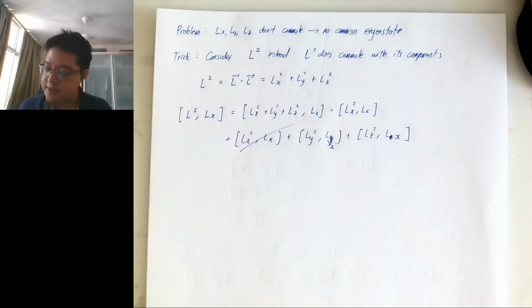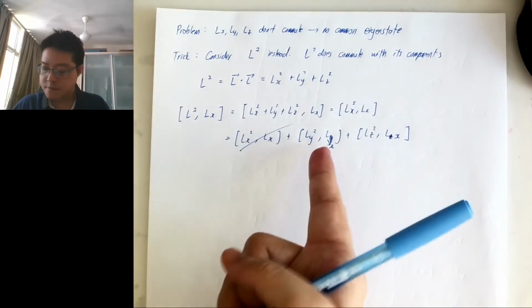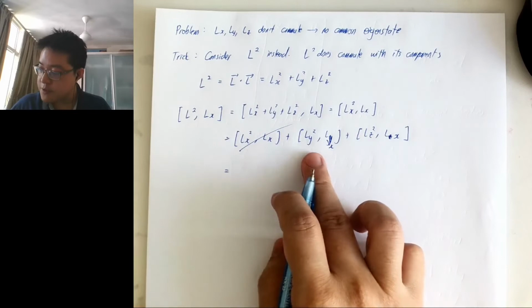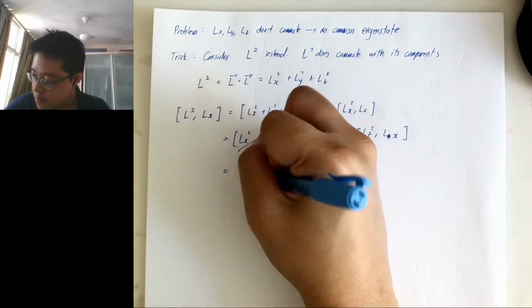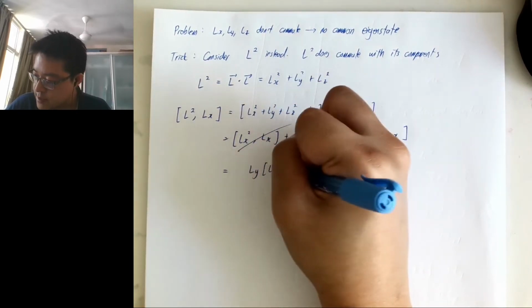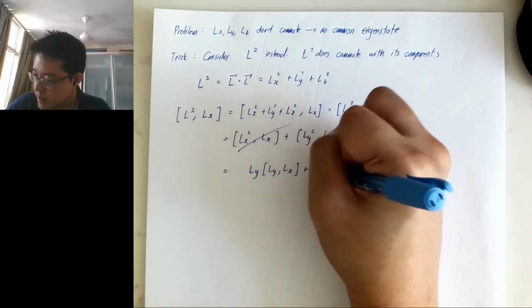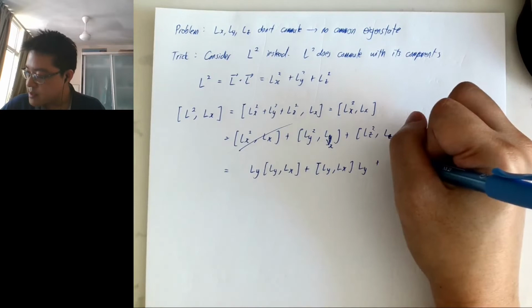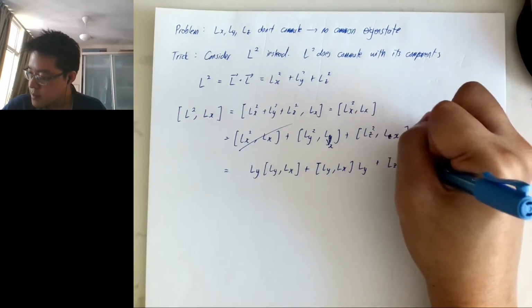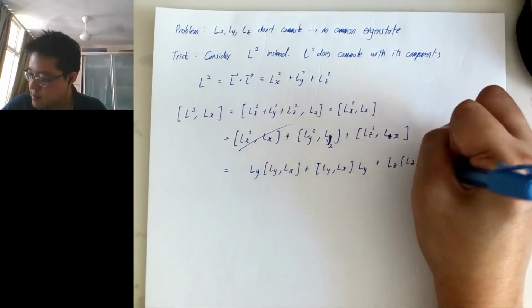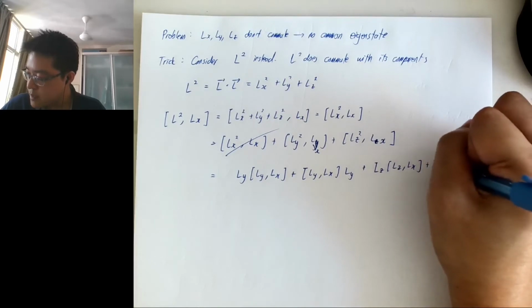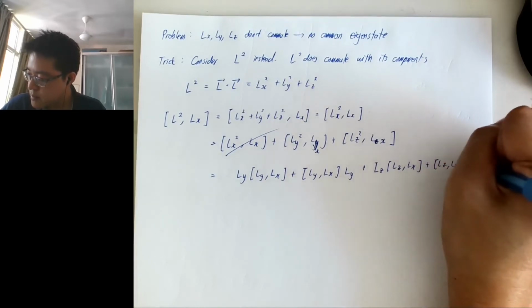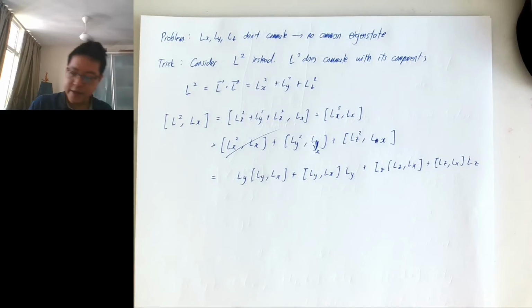So everyone here is 0, right? And then this one, I will use the formula again. This is Ly, Lx, plus Ly, Lx, and then Ly at the back. And then this one is Lz, so Lz, Lx, and then plus Lz, Lx, Lz. Okay, and then we put in the commutator relations that we have just found.